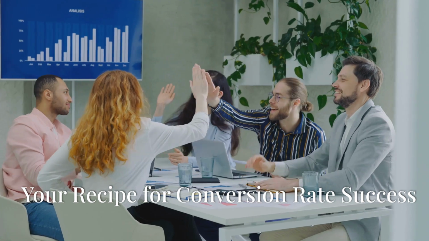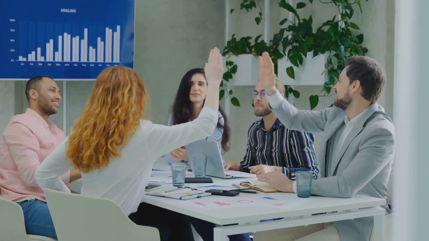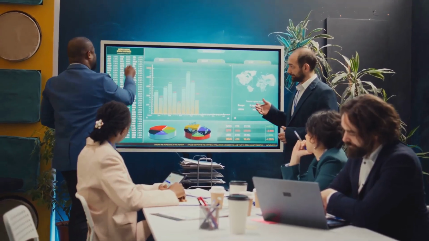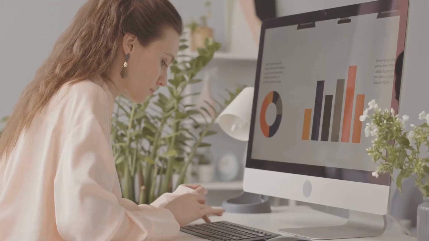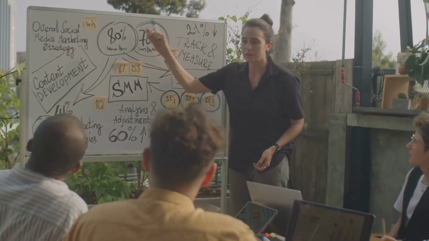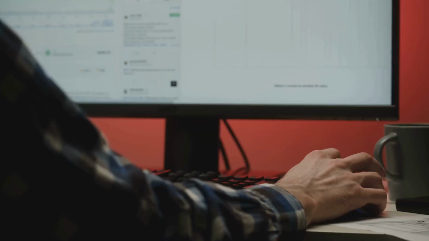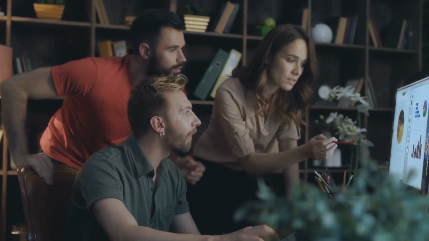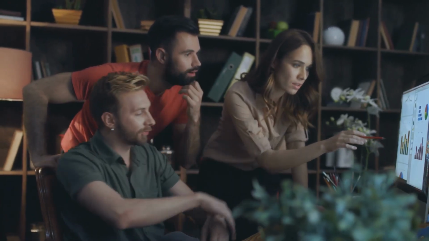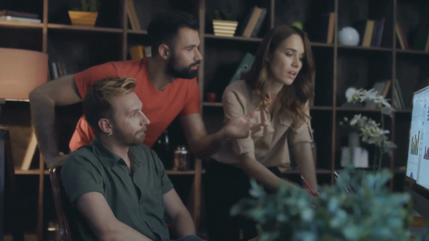So there you have it, my blueprint for achieving a 600% conversion rate increase. It's not about magic tricks or shortcuts. It's about understanding your audience, optimizing your website, and delivering a personalized experience that converts. Remember, conversion rate optimization is an ongoing process. It requires continuous testing, analyzing, and refining your strategies, but the rewards are well worth the effort.